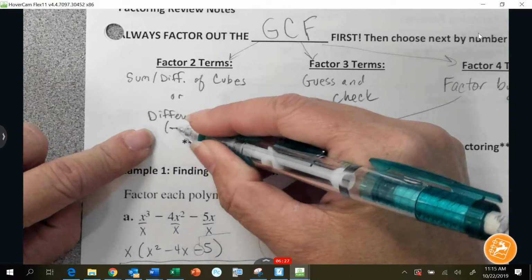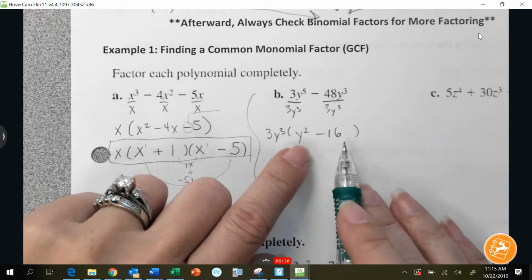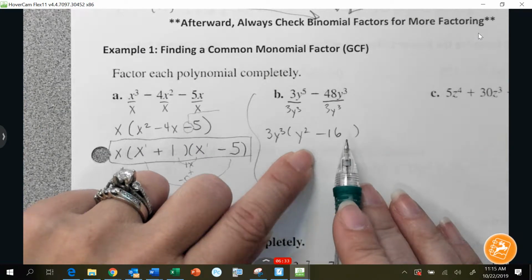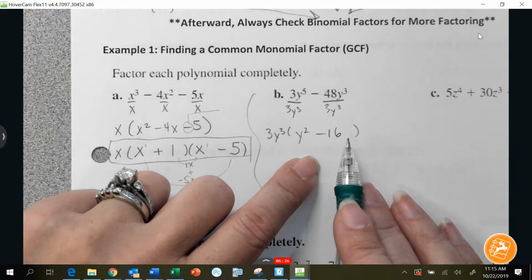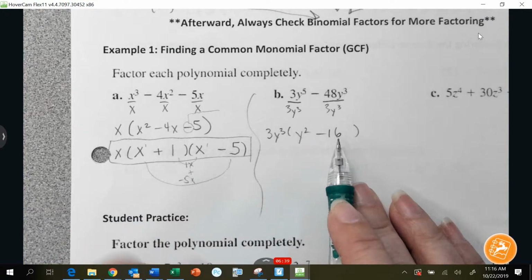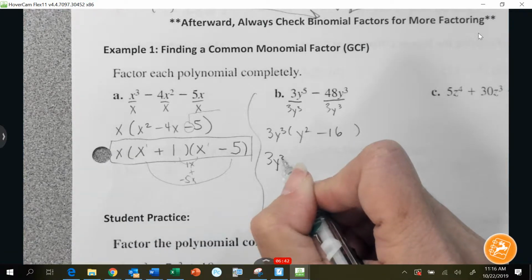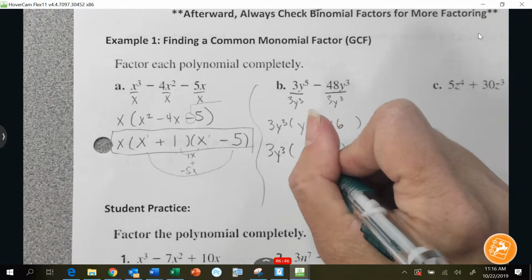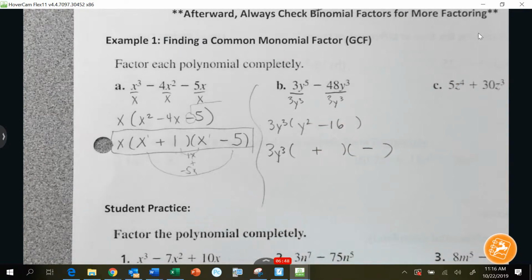Subtraction. Are we subtracting perfect squares? Yes. Can I square root both of the things I'm pointing to right now? Yes. Okay. 3y cubed. And I'm going to open up 2 parentheses. When we have a difference of squares, we have 1 plus and 1 minus. That's how I get the minus 16.